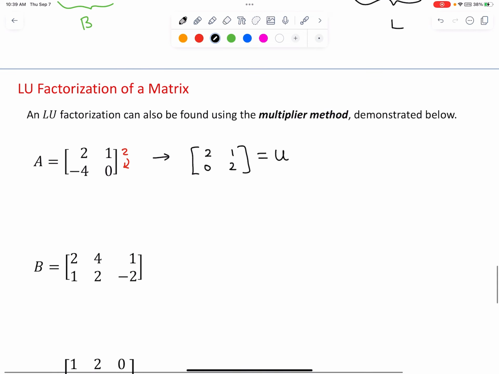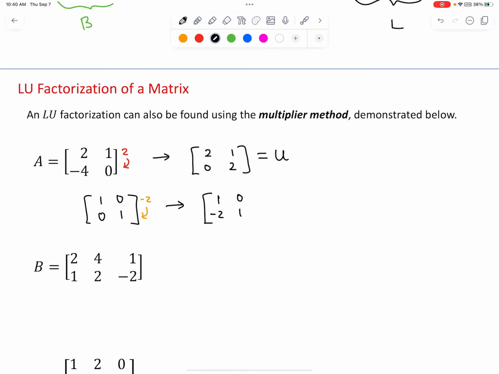So going down here to find the lower triangular matrix, I begin with the identity matrix of the same size. And we only used one row operation to turn A into U, so I just have to do the inverse of that row operation. And the inverse would be, we do -2 times the first row and add it to the second row. And this produces a new matrix. We'll have the top row the same, 1, 0, but the bottom row will become -2, 1. And just like that, we create the lower triangular matrix.